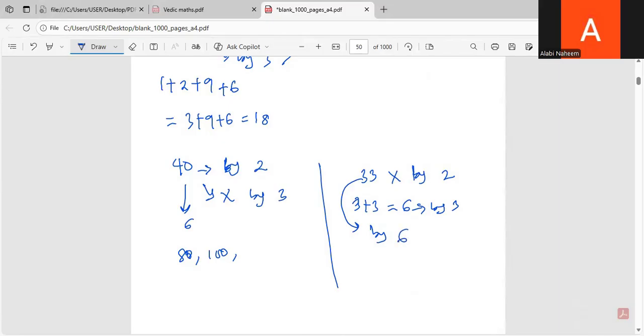So for 6, it has to satisfy those two conditions. It is divisible by 2 and by 3 together, not one of them. If one of the conditions is not met, then it's not divisible by 6.